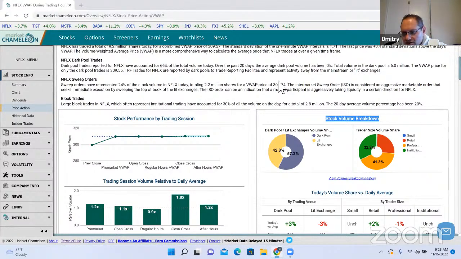Dark pools are like private exchanges. Think of it as controlled by any broker dealer, who could create one. Goldman Sachs could have one, Merrill Lynch could have one, and they're running their own private matching engines for their customers. It's trading off exchange. It's not trading on the lit market.